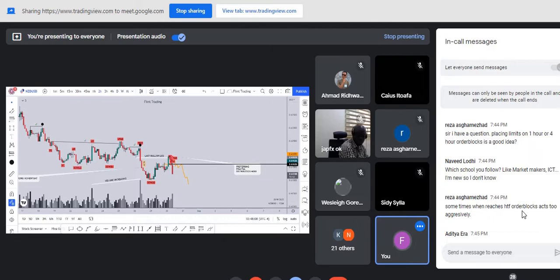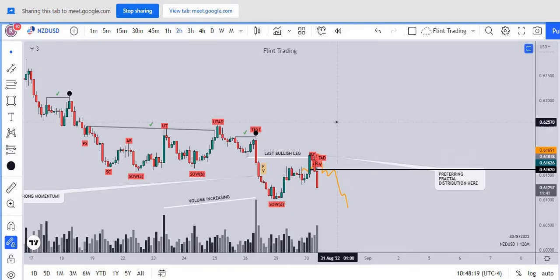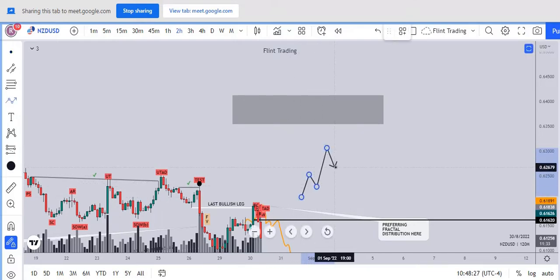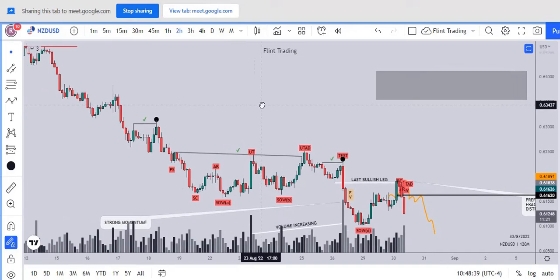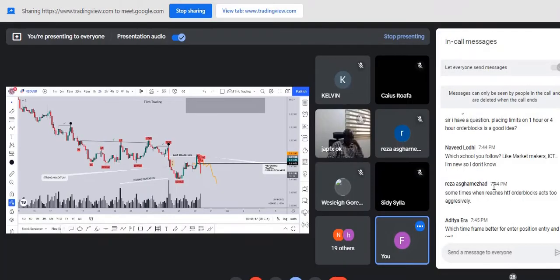Sometimes when the reach is higher, the order acts too aggressively. Yeah, it depends. If the momentum is really strong, when we are trading order blocks, we just want the price to tap correctively into the order block. For example, if this is an order block right there, you want the price to tap correctively, not like that, with huge momentum. But if price is tapping into the order block right there in a corrective way, then I think that's a good thing.